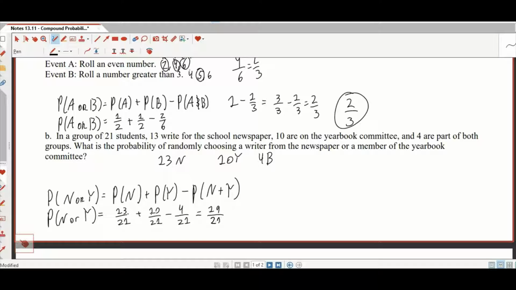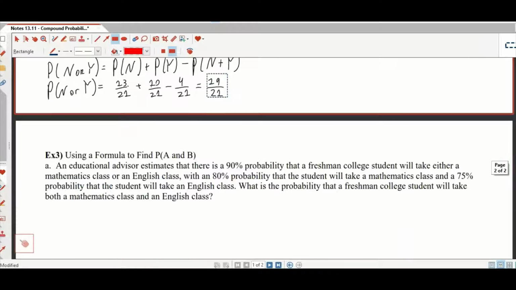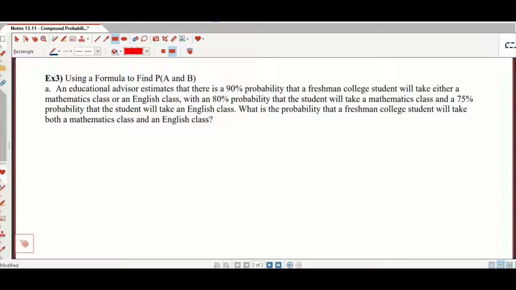19 out of 21. You have a 19 in 21 chance of picking somebody who was on either of them. Very good. Okay. Using the formula to find the probability of A and B.